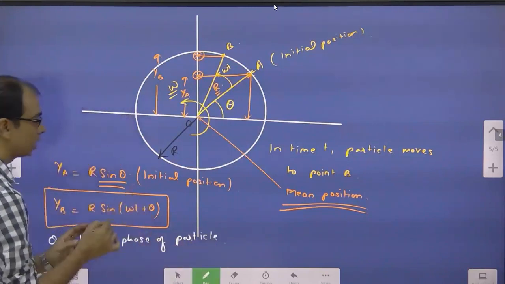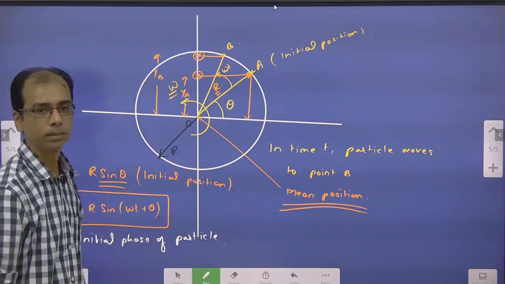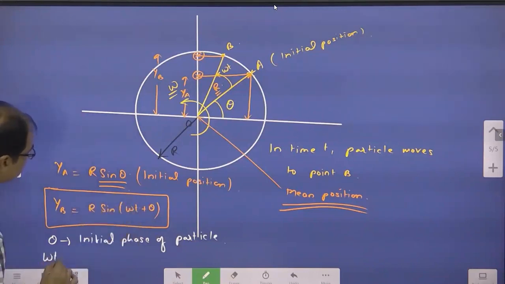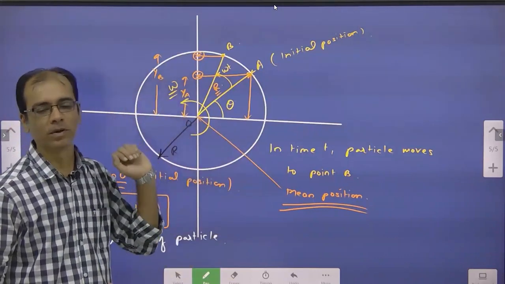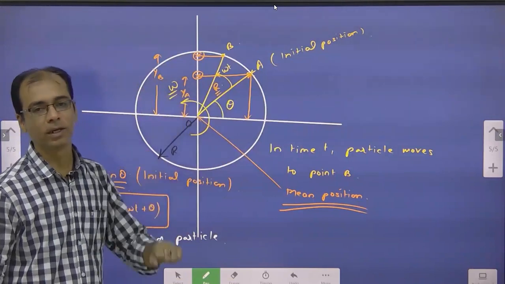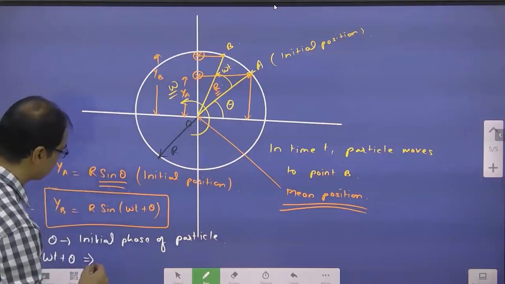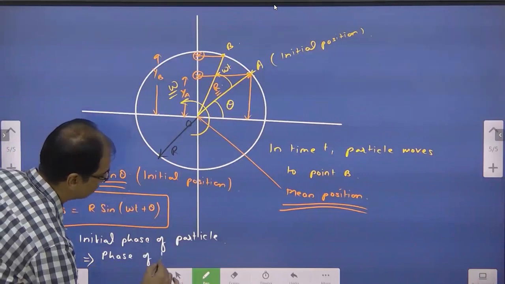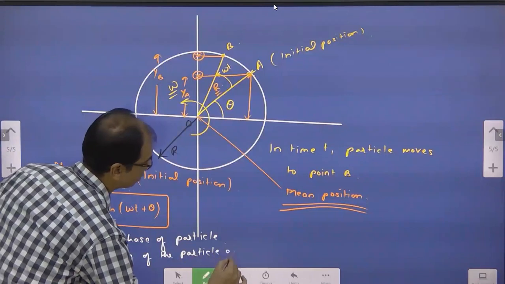And this total omega t plus theta is the phase of the particle at time t. Okay, this omega t plus theta. What exactly is it for a circular motion particle? It is the angular displacement, or angular position, of the particle after time t. But here what we are saying is phase: the phase of the particle at time t.